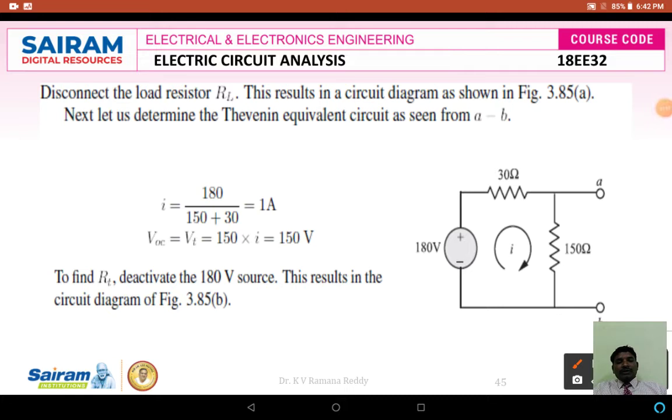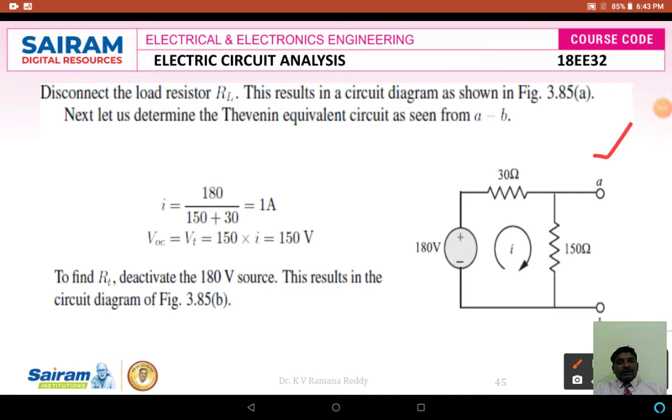Now the load resistor RL across the terminals AB, I have removed. Now I am looking from the terminals AB to find the VTH value. What is VTH or VOC or VAB? Thevenin's voltage is also called VOC, the open circuit voltage, VAB, the voltage across the terminals AB. Therefore, to find the Thevenin's voltage here, I am going to modify the given problem as a modified circuit.